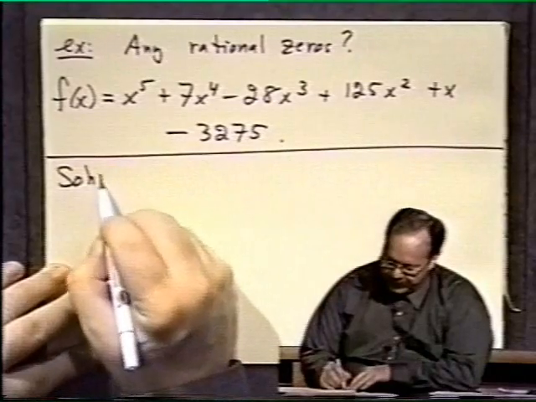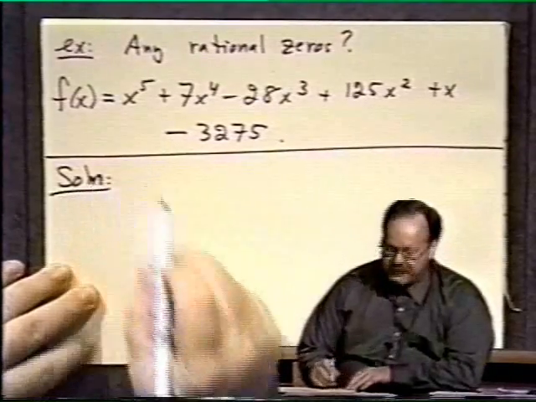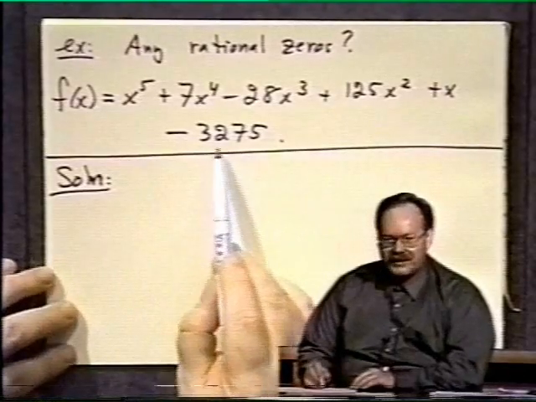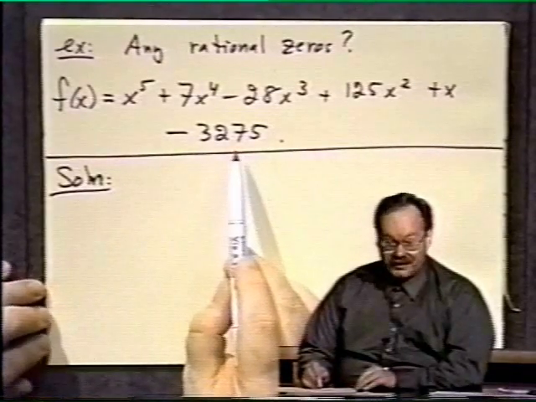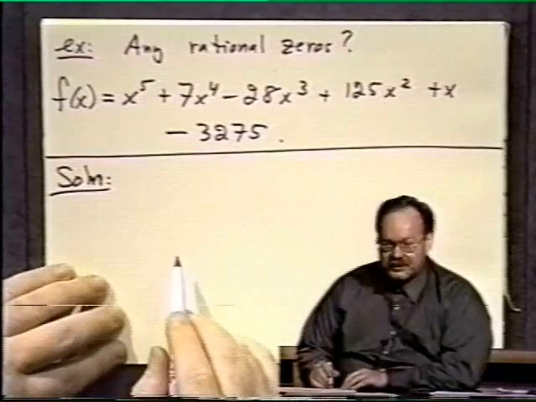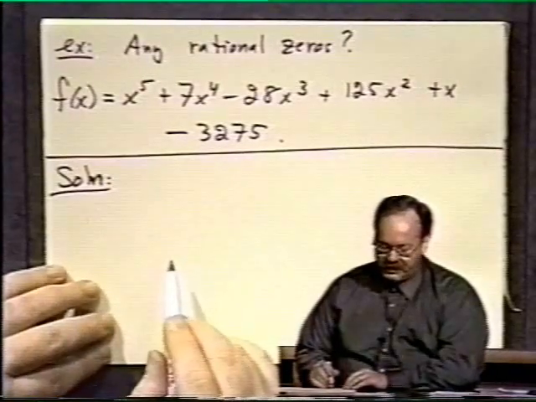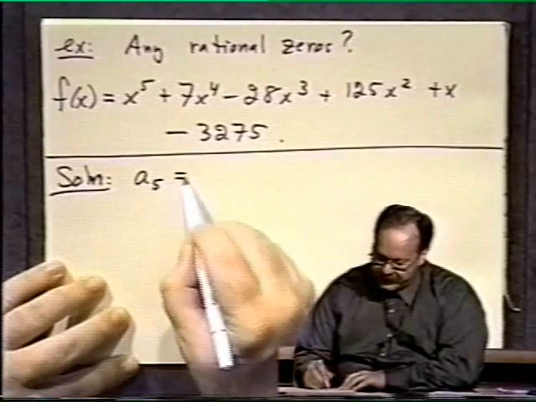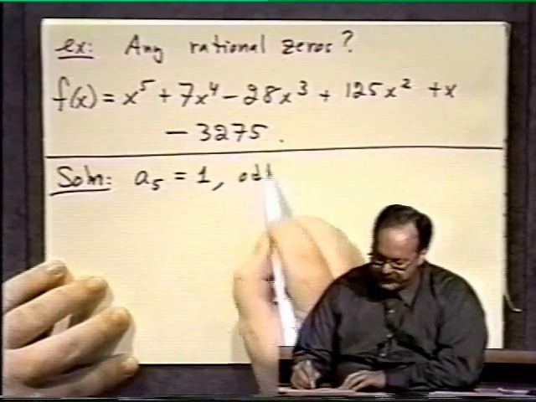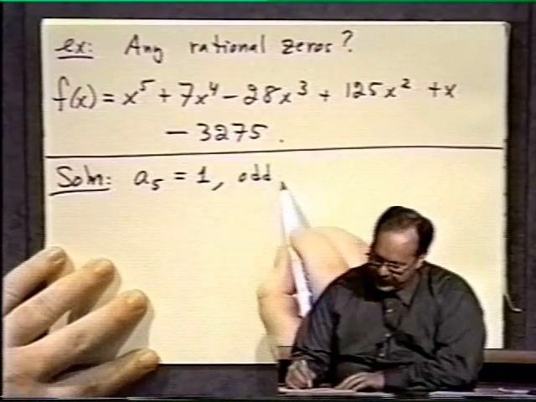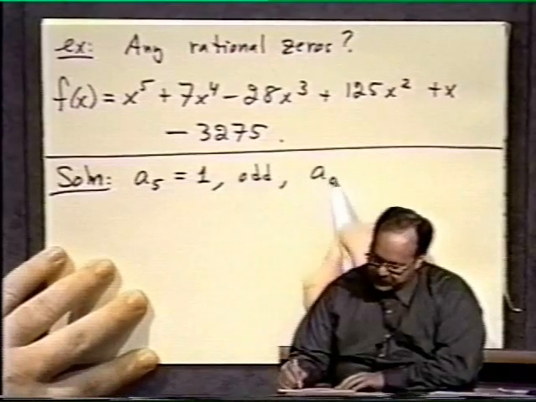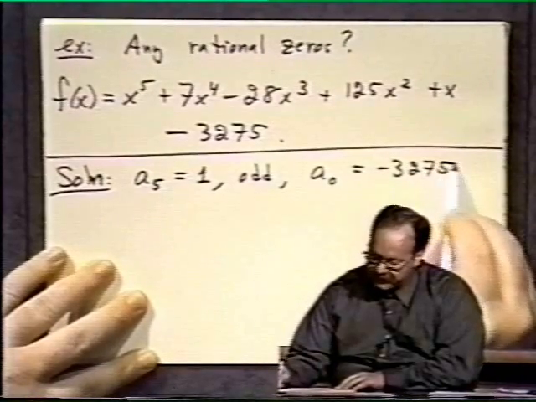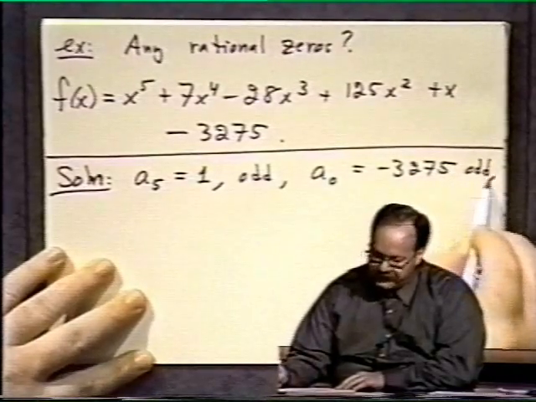Now, no one in his right mind would want to try the rational zeros theorem on this, because you would be looking for all the factors of 3,275. So the smart thing to do is to see if there are any rational zeros at all using that second theorem. So let's observe that A5 is equal to 1, which is odd, okay? And A sub 0 is equal to minus 3,275, which is also odd.